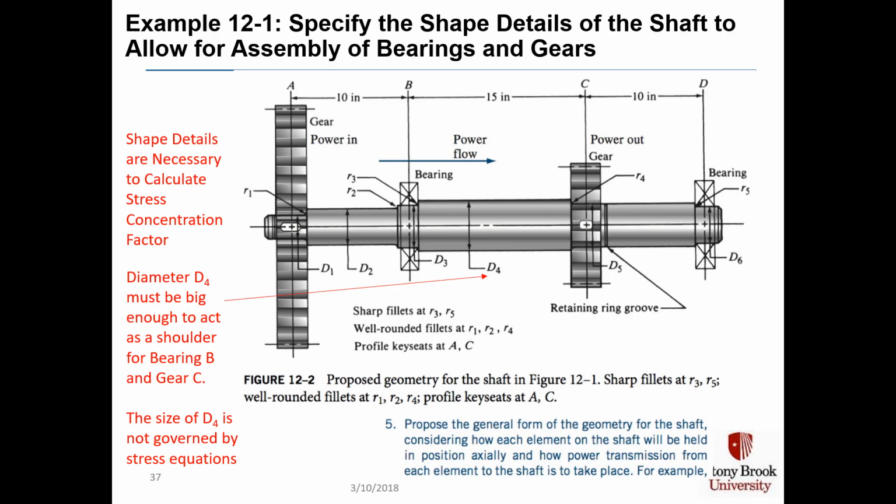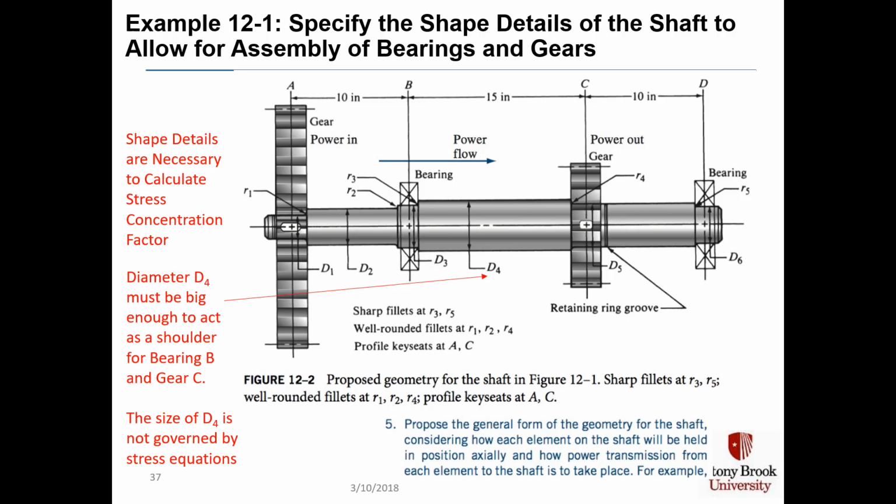We're going to calculate diameter D5 in two ways. One way is with the keyseat, the second way is with the retaining ring groove, and you're going to get different values of the minimum diameter D5.